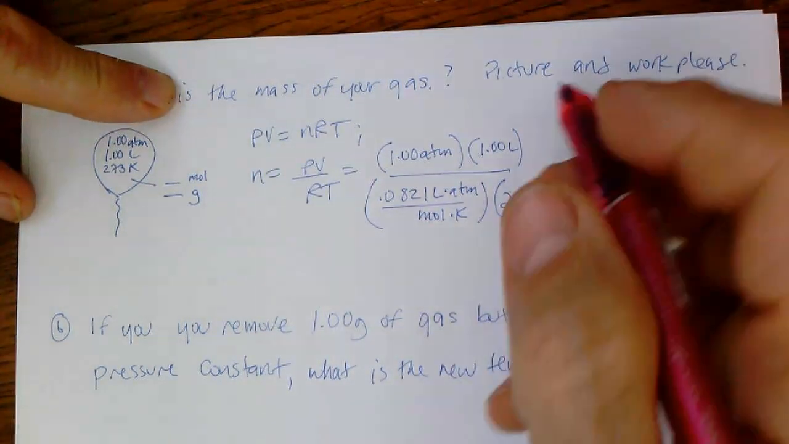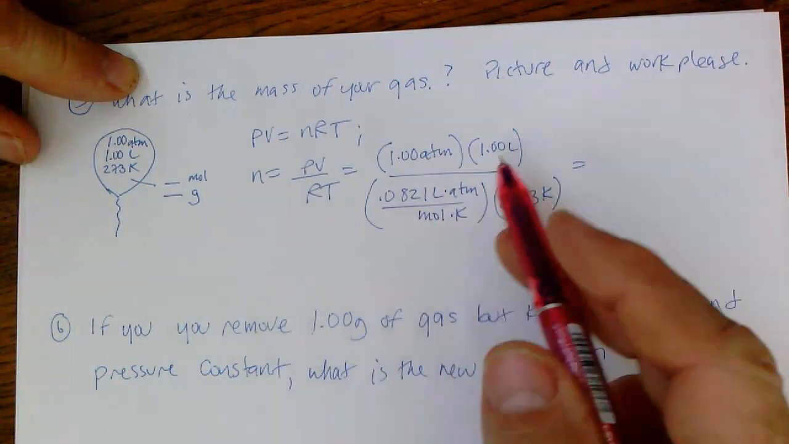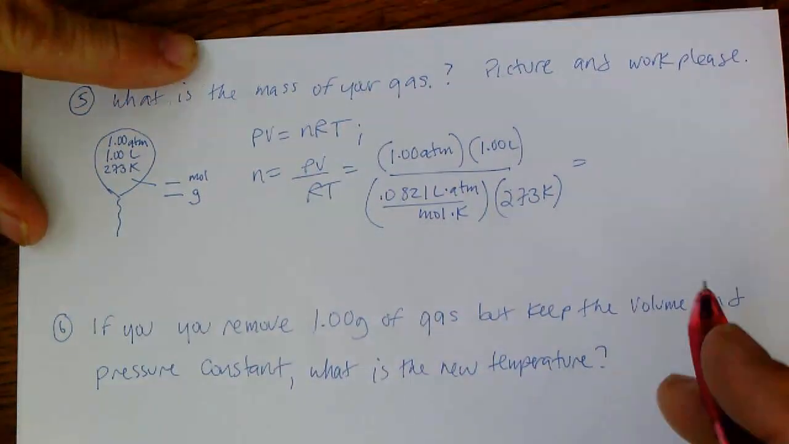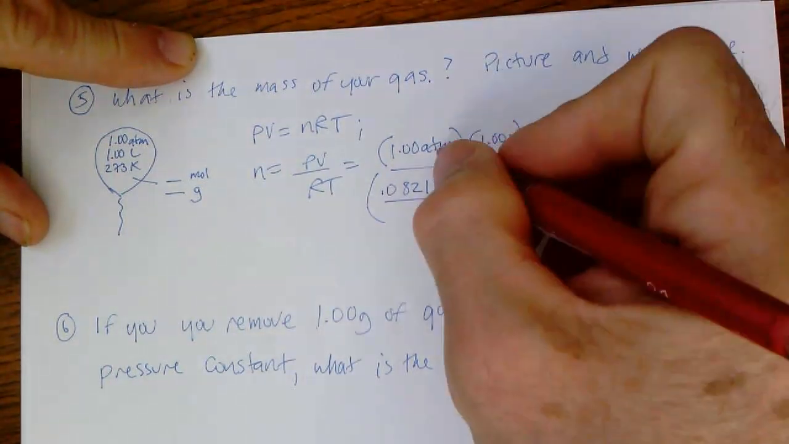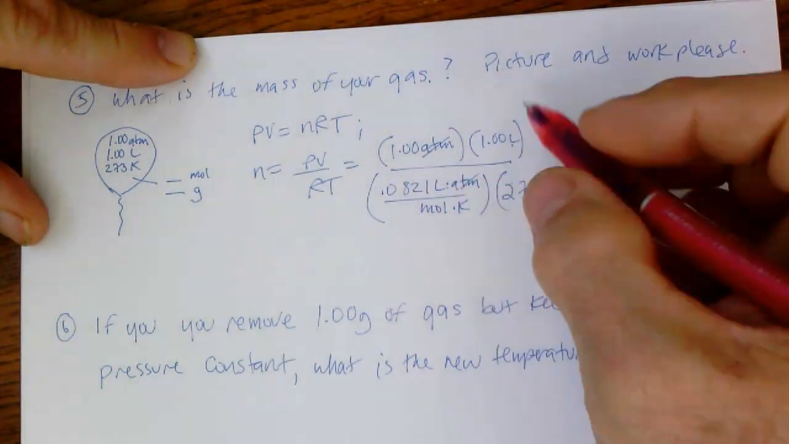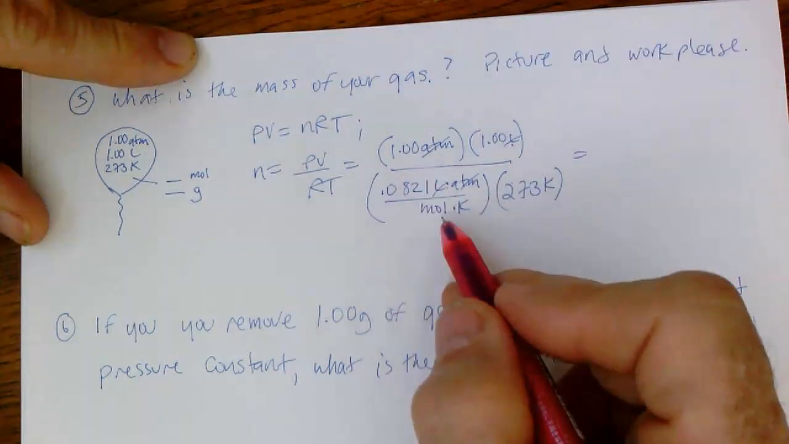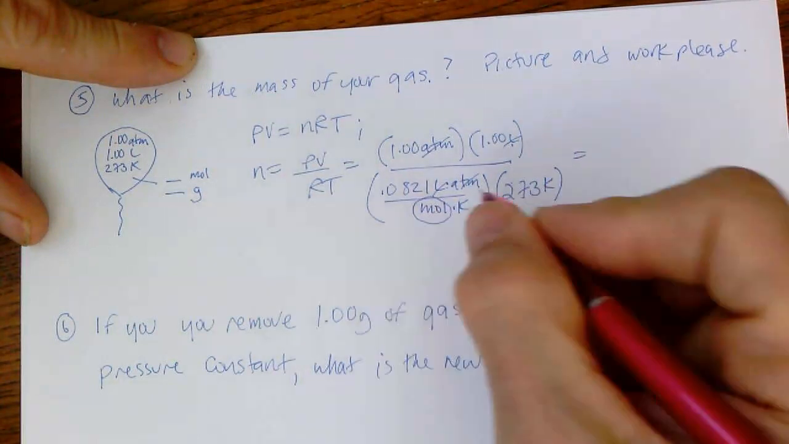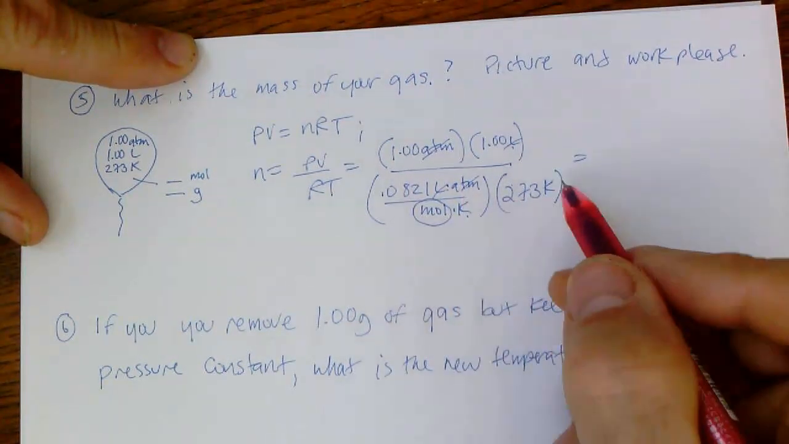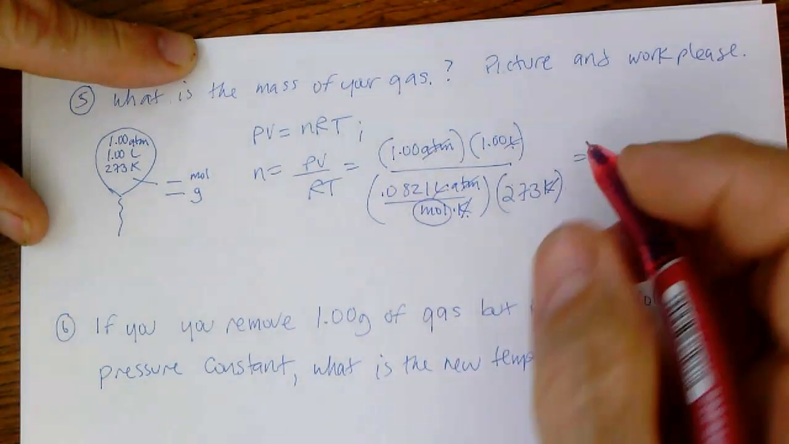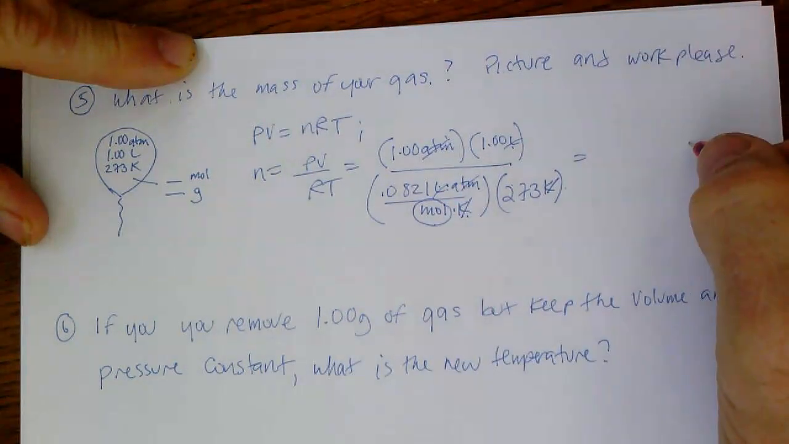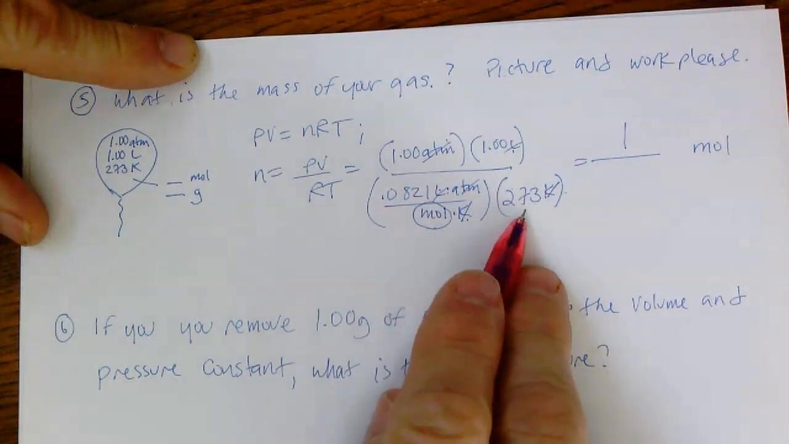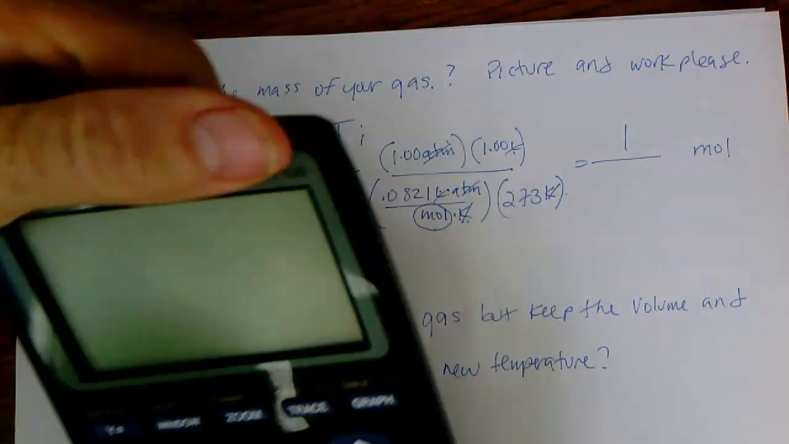All right, let's punch all that in. That's just 1 times 1 over this. Let's make sure that the units spit out moles. Atmosphere over atmosphere is gone. Liters over liter is gone. 1 over mole times nothing. Mole is still there. And Kelvin, 1 over Kelvin times Kelvin equals 1. 1 over 1 over moles equals moles. And it's 1 over 0.0821 times 273.